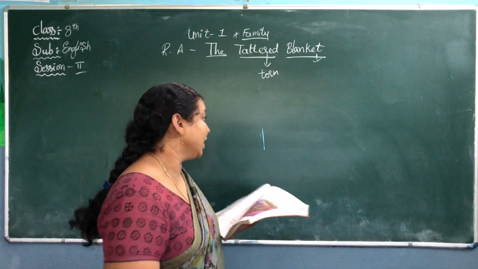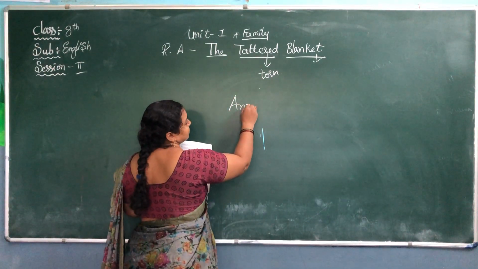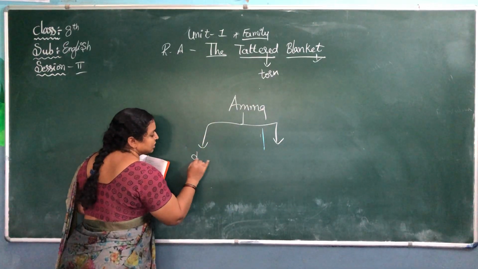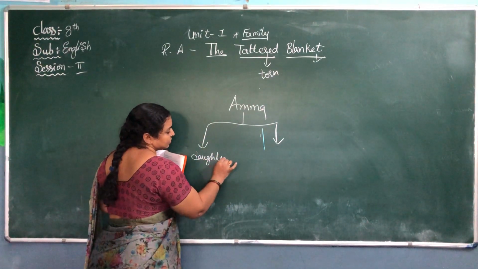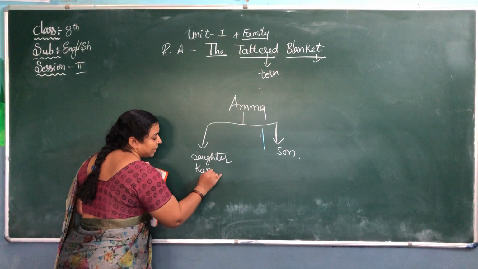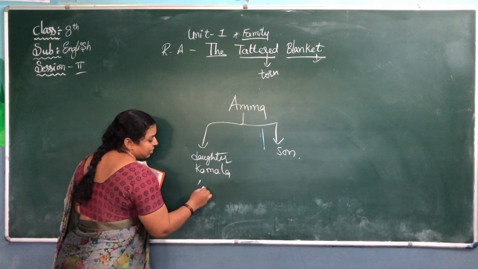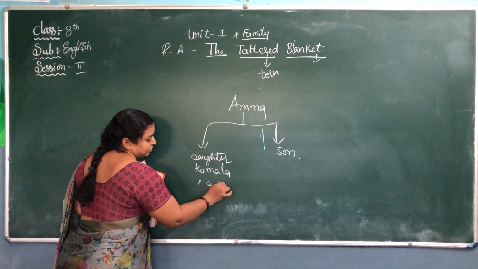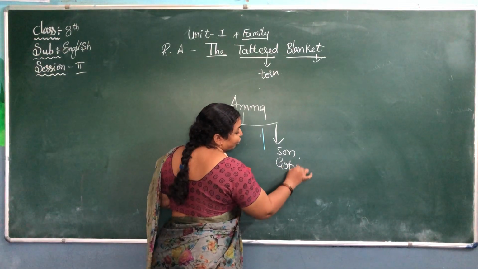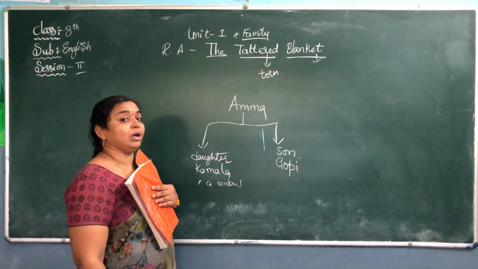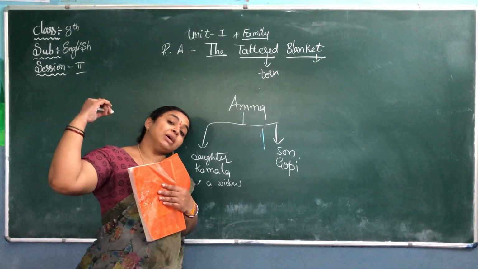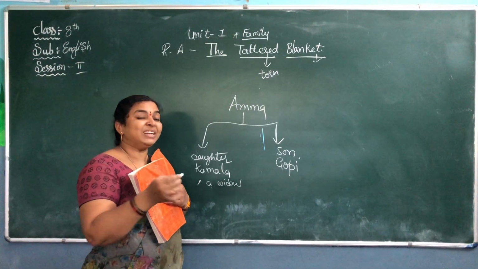So there is a family: Amma, one daughter, one son. The daughter's name is Kamala. She is the eldest one, a widow. The son is Gopi. Who came to the house? Gopi came to the house. How did he come? Unexpectedly. Where is he living now? Living far away from his mother, in Delhi.